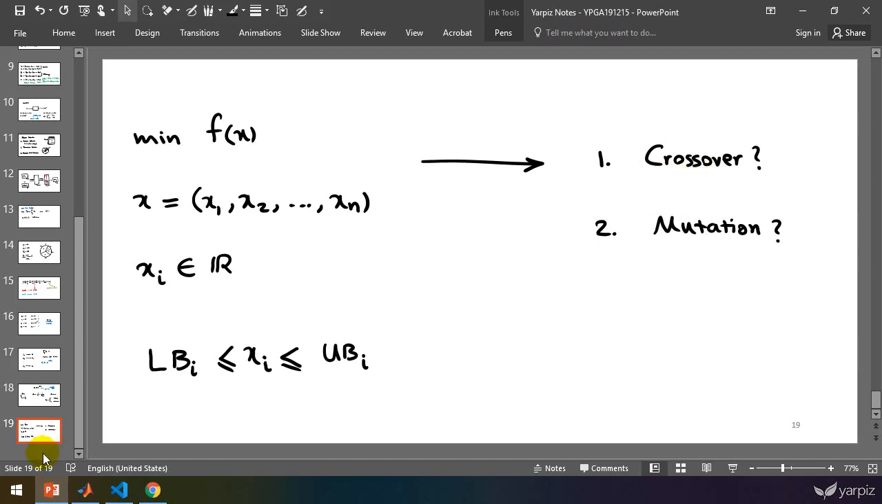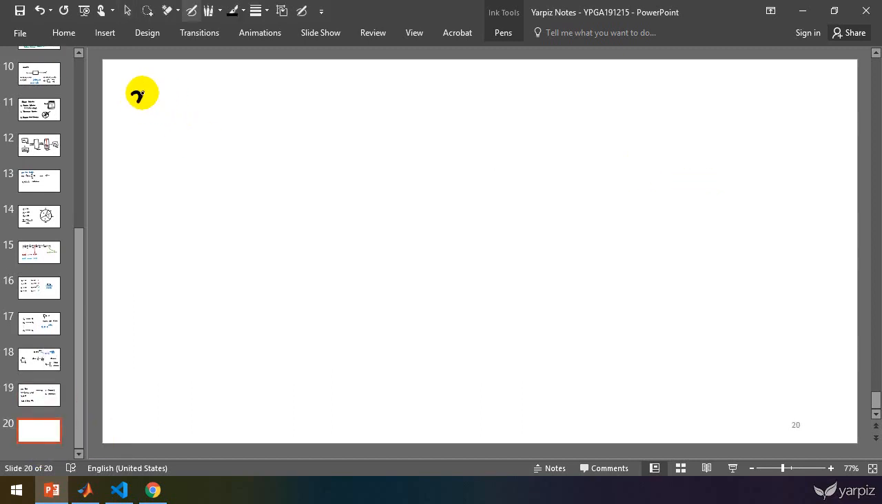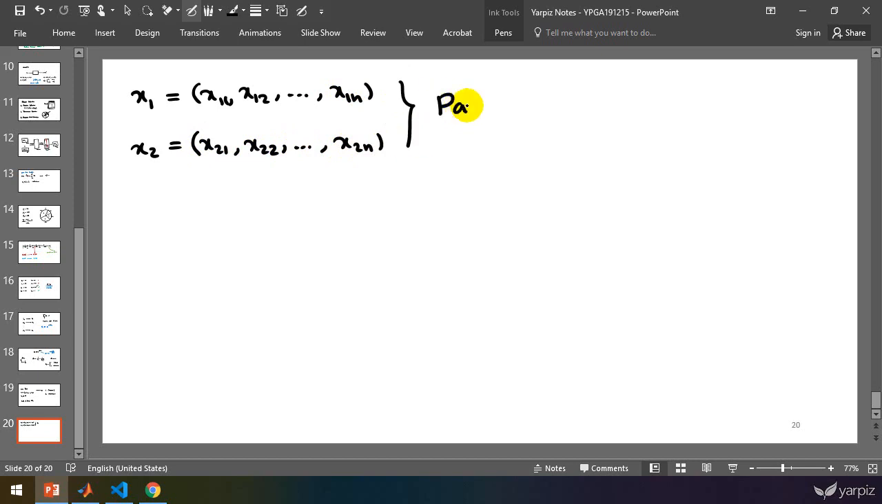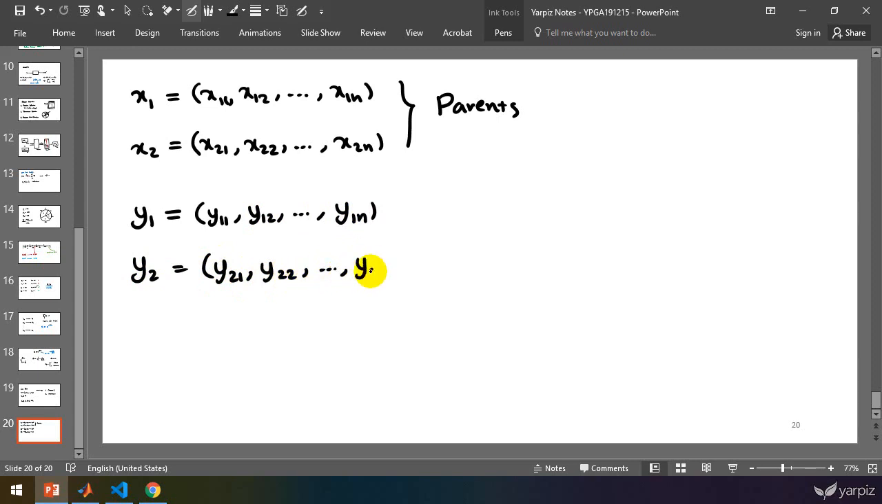First, let's talk about crossover in the continuous domain. Let's assume that we have two parents, x1 and x2, and they contain some elements: x11, x12, up to x1n, and x21, x22, and so on. These are our parents, and we must create two offsprings, y1 equals y11, y12, up to y1n, and y2 equals y21, y22, up to y2n. And these are the offsprings.